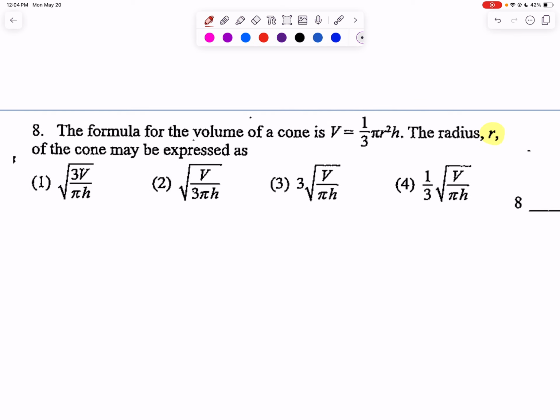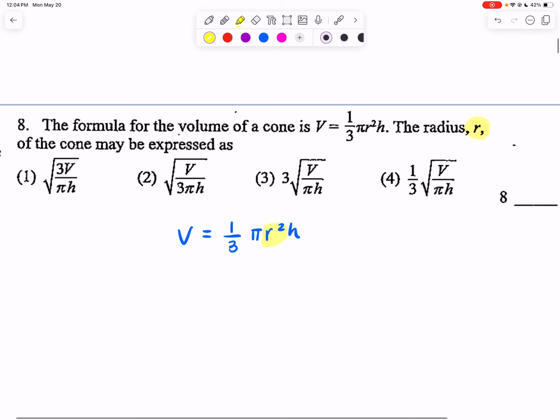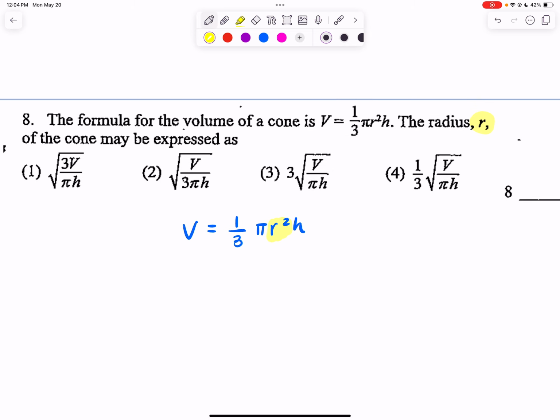So what we're going to do is rewrite our equation. V equals 1/3 pi r squared h. And we want to get this term by itself. So we have to ask ourselves how to get rid of our 1/3, our pi, and our h. What I'm going to do is get rid of my 1/3 first. So I'm going to multiply both sides of my equation by the reciprocal, so 3/1.